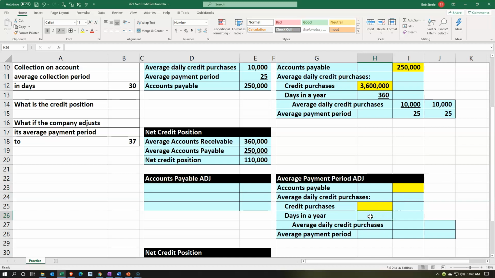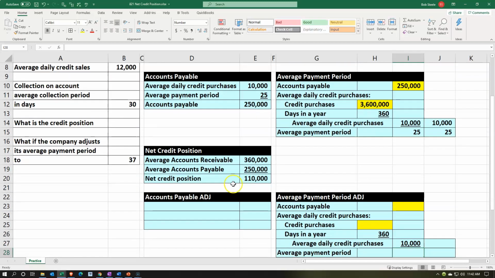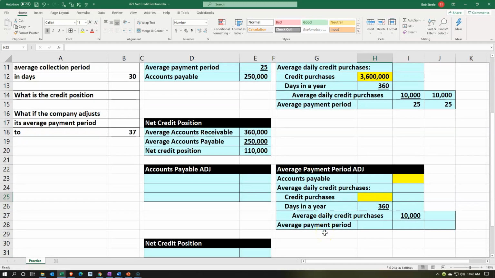We do know that the days in a year are going to be equal to 12 times 30. And we know that this number, the average daily credit purchases, has not changed. It's the 10,000. We can back into this number just as we did before, which would be X divided by 360 equals 10,000, or 360 times 10,000 gives us the 3,600,000. If I double check that, we can take the 3,600,000 divided by the 360 gives us the 10,000, and then we can know the total now.